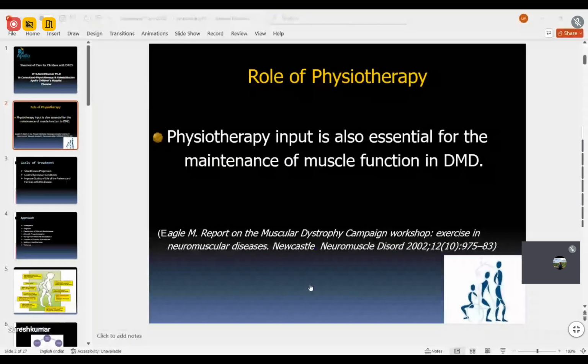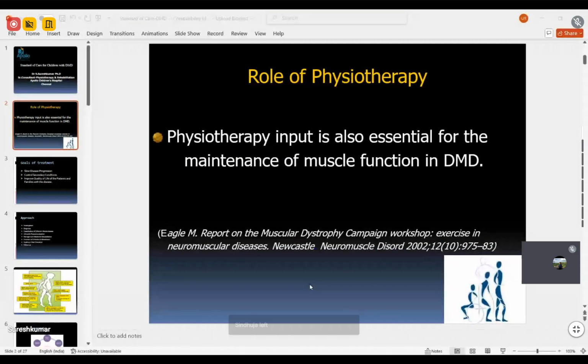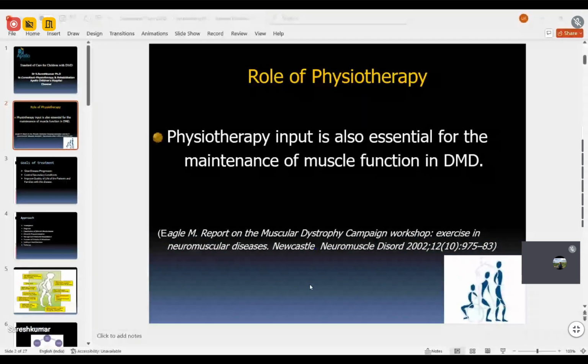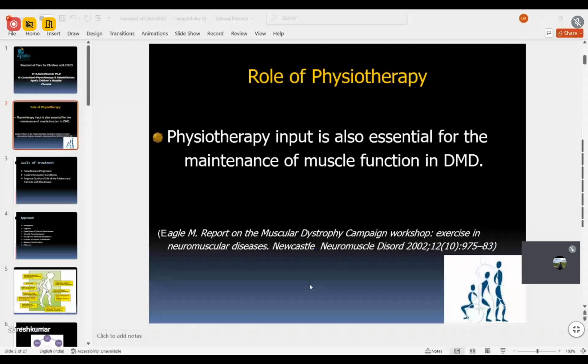So this is in brief about the present standard of care. If you have any queries, you are most welcome to ask me. Now the forum is open for discussion. Participants, if you have any queries or questions, you can raise now.